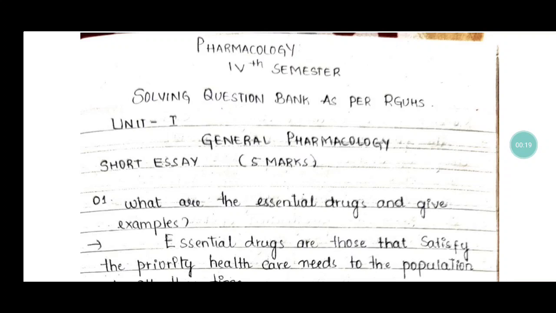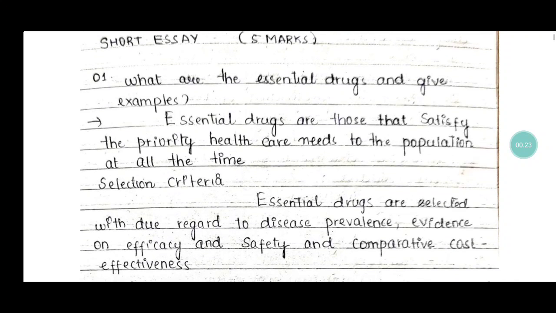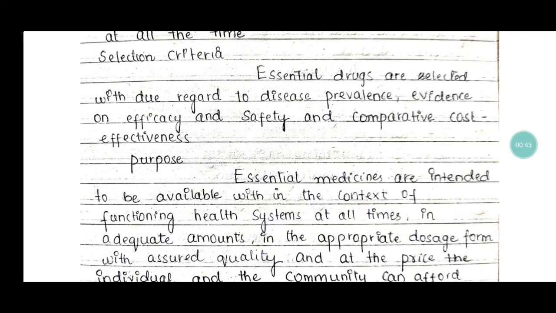Short essay. Coming to the first question, what are the essential drugs and give examples. Essential drugs are those that satisfy the priority healthcare needs of the population at all times. So what is the selection criteria for essential drugs? It is selected on the basis of disease prevalence, evidence of efficacy and safety, and comparative cost effectiveness.